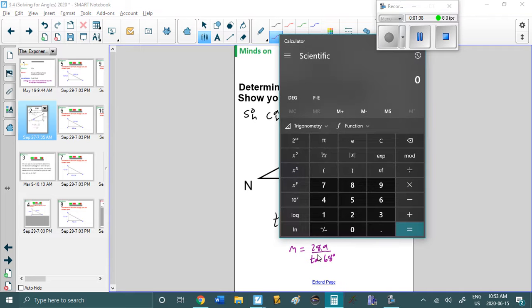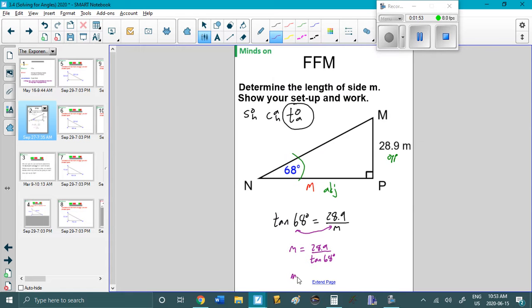And from here, it's just a calculator problem. So we do 28.9 divided by, and again, on my one-line calculator, I have to hit the angle first. Don't forget to hit equals, and I get that M is approximately 11.7 meters. And then I just look at my diagram to see if that makes sense.